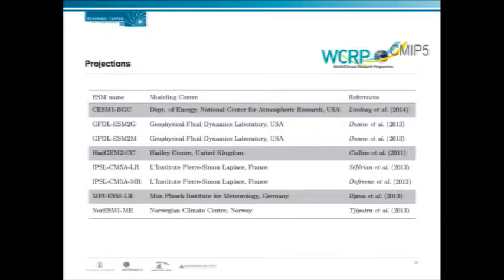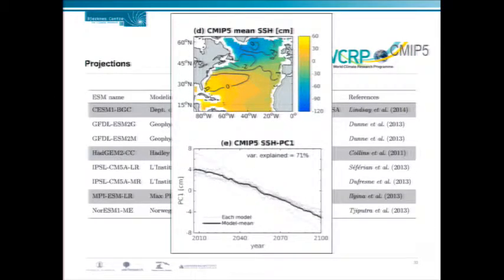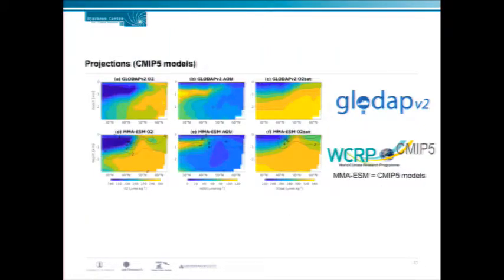And all of these models show a decline in the gyre circulation. If you look at the EOF of the sea surface height, the first principal component is a dominant decline in the strength of the gyre circulation. And just looking at these 3 models, the 3 best models in terms of simulating the dynamic, they also produce the climatology quite well compared to the observations in terms of oxygen.